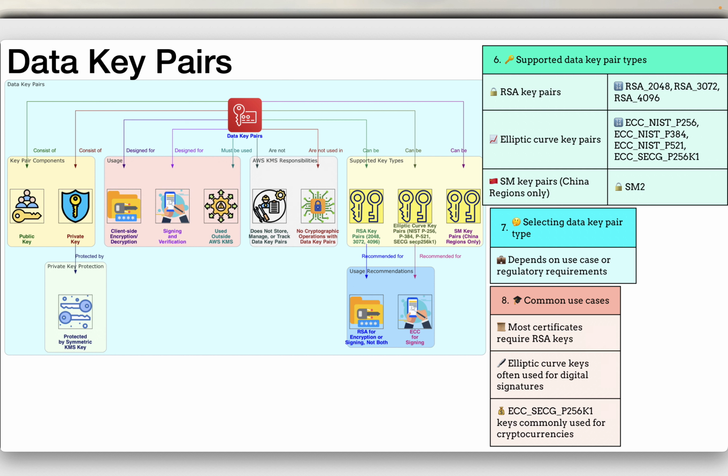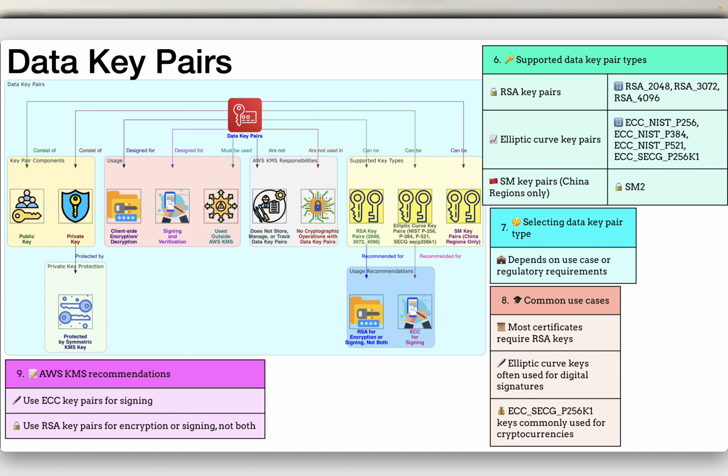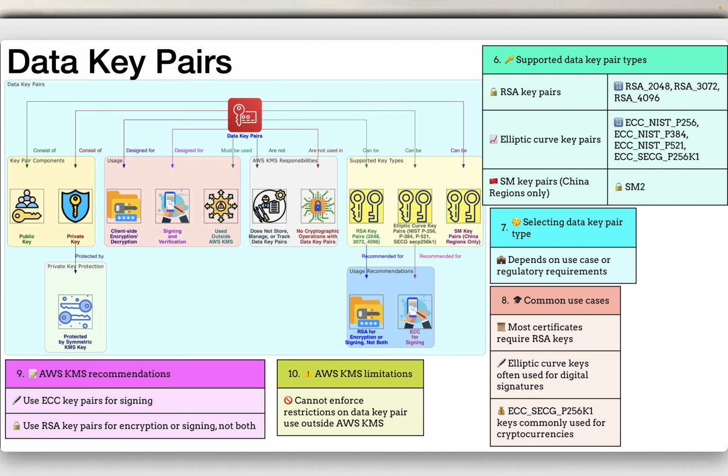Most certificates require RSA keys, digital certificates we are talking about. Elliptic curve keys are often used for digital signatures. And ECC SECG P256K1 keys are commonly used for cryptocurrencies. AWS KMS recommends that you use ECC key pairs for signing and use RSA key pairs for either encryption or signing, but not both. However, AWS KMS cannot enforce any restrictions on the use of data key pairs outside of AWS KMS. And that's all.